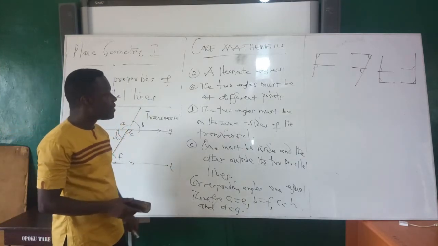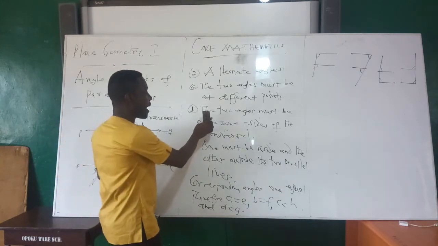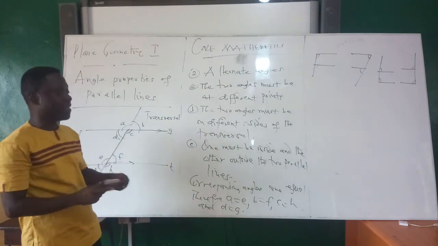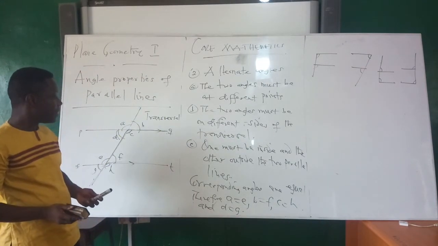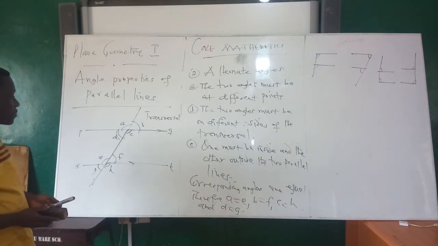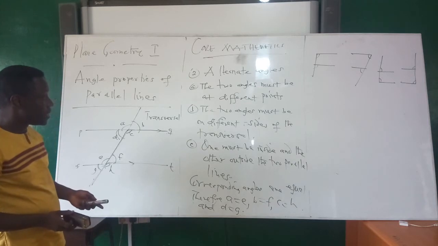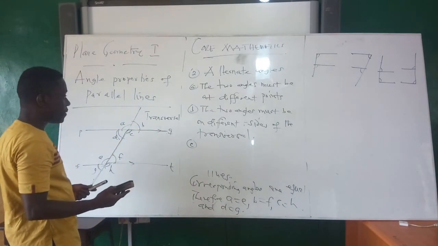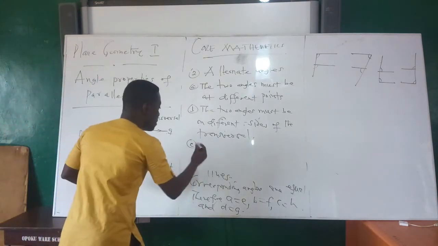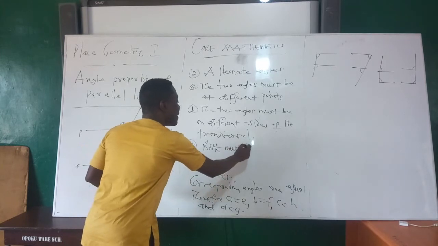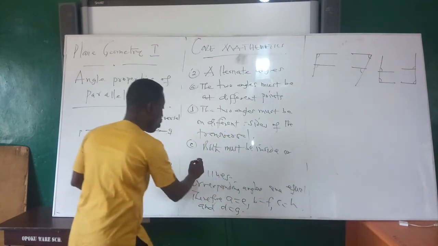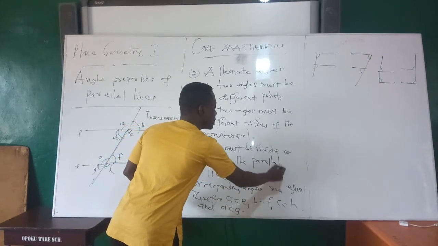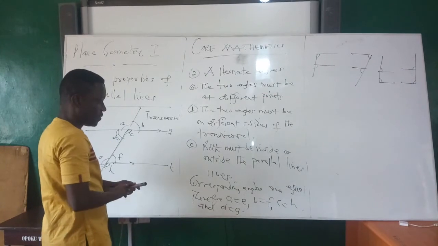This time, the two angles must be on different sides of the transversal. And then the third condition will also change. In this case, the condition will be both must be inside or outside the parallel lines. Right. So that is what we have.